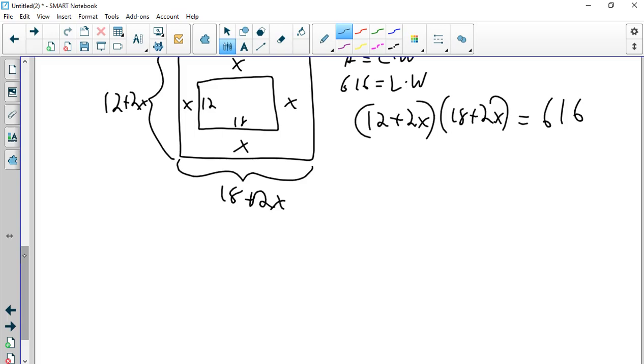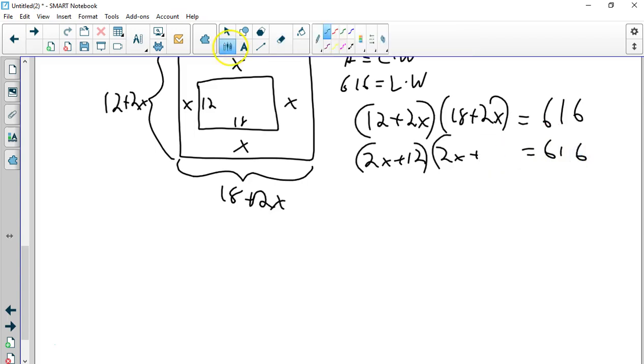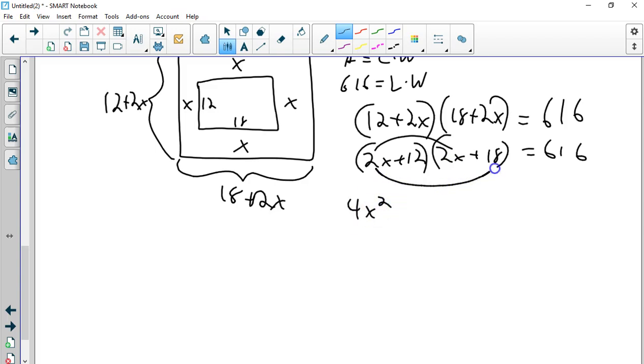But since I know I want to have my x squared in front, I'm going to rewrite this as 2x plus 12 and 2x plus 18 equals 616. Let's clean that up. Now, so when I FOIL, my x squared will be in front. 4x squared plus 36x plus 24x plus 216 equals 616.